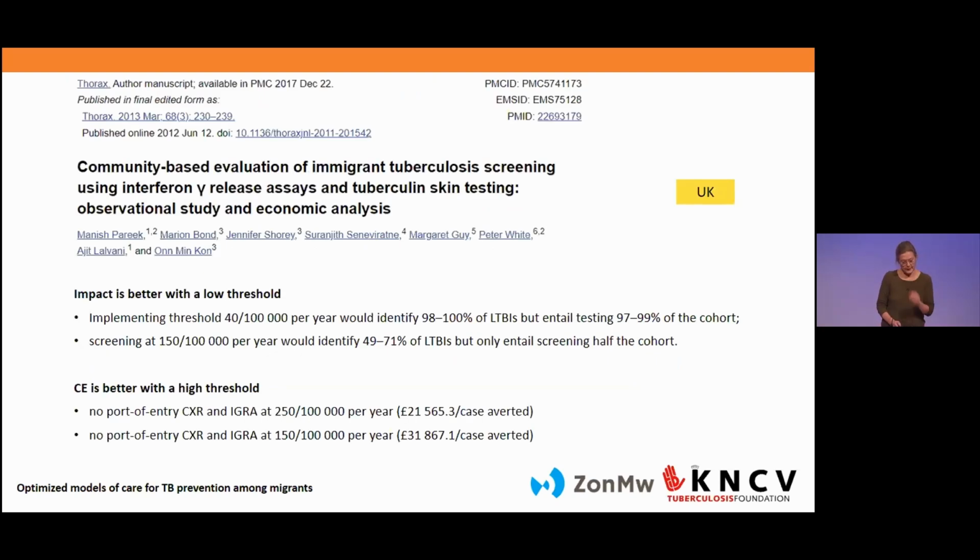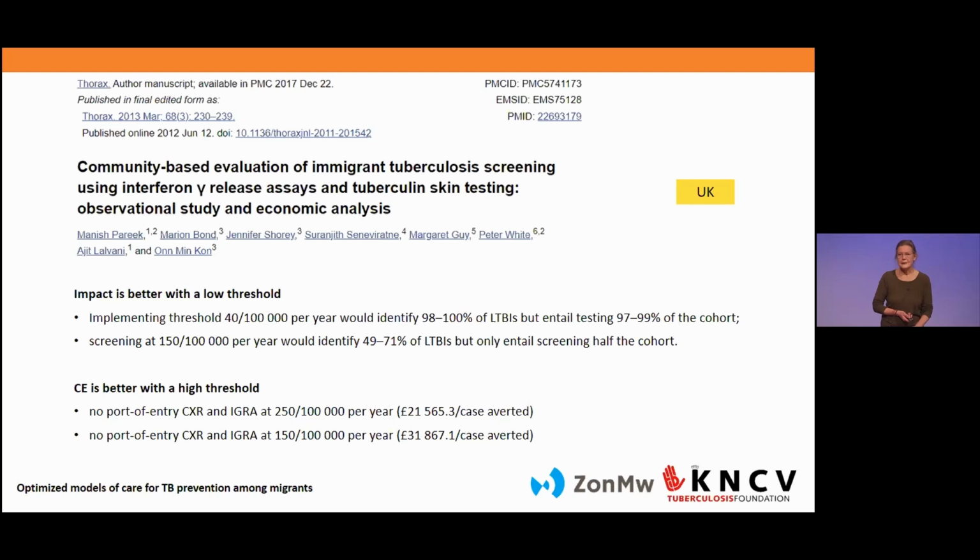This study from the UK was already published in 2013, but already showed cost effectiveness of TB infection screening in high-risk migrant populations. And I took this study because it illustrates the balance between the cost effectiveness and the impact of the intervention. The study group calculated the projected number of cases that would be prevented against associated costs using different screening costs and different screening thresholds. And the study shows that, well, it's quite obvious, impact is best when you use a low threshold, and cost effectiveness is better with a high threshold.